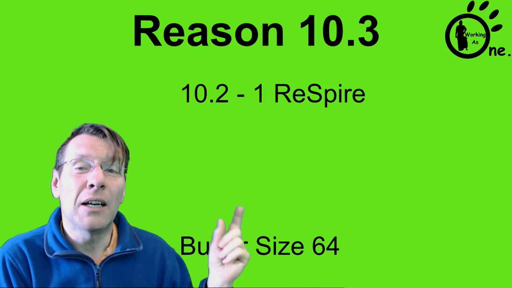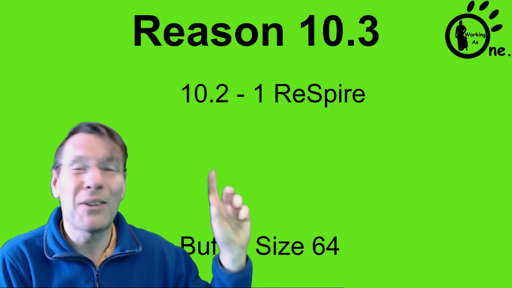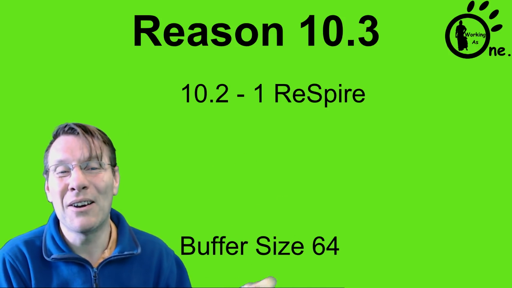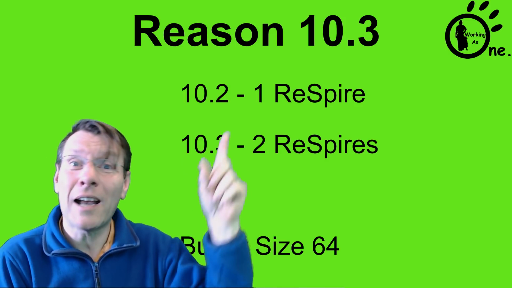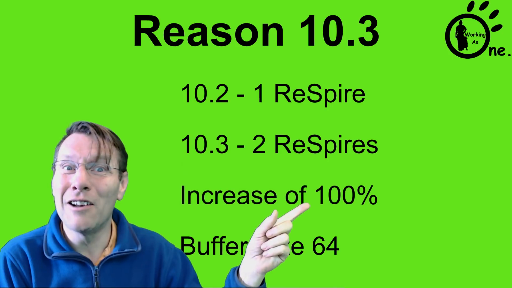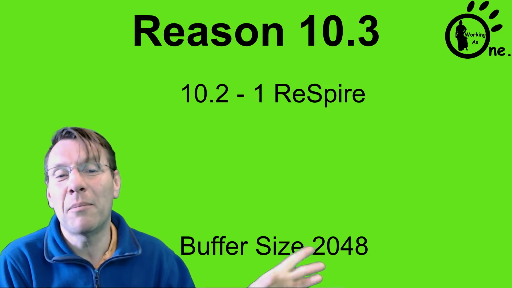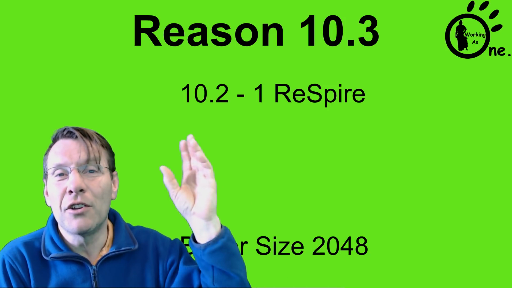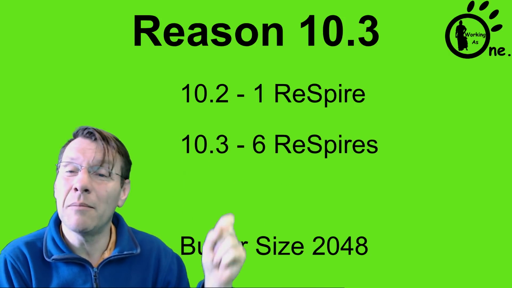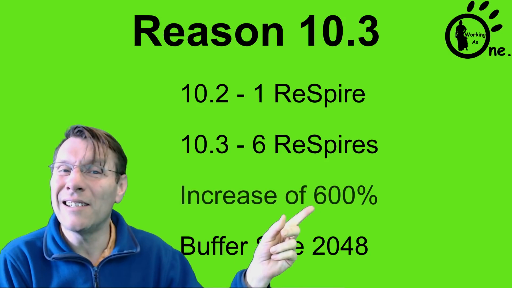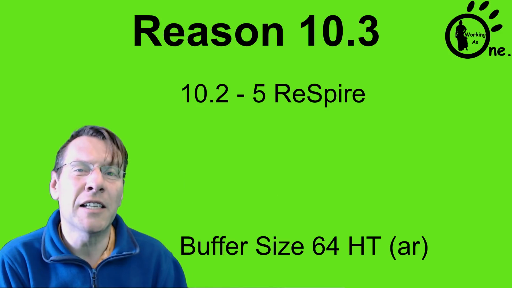On my laptop, I can only run 1 Respire. That's the same patch, so on my laptop, that's all I can run with a buffer size of 64. However, on 10.3, I can run 2. But actually, percentage-wise, that's 100%. Whoa! So it sounds really great. And if we actually go to a buffer size of 2K, you can see, again, I'm only running 1 Respire, and I can run 6 in 10.3. Yeah, that's an incredible amount. Yeah, 600. Marketing folks, they'd love that. Look at that, 600% increase. But let's get realistic again.